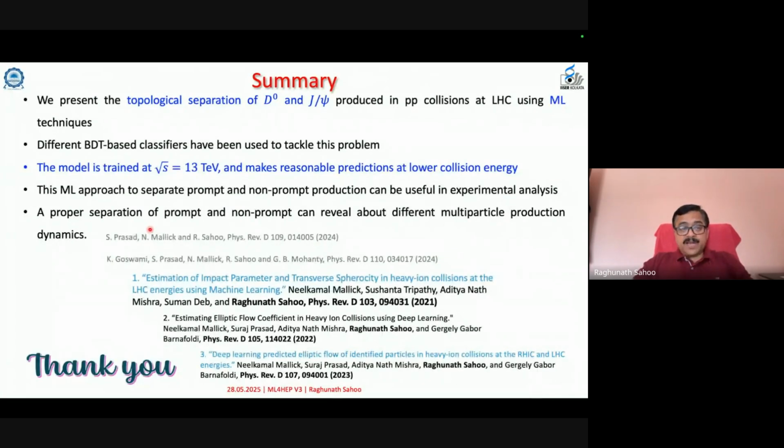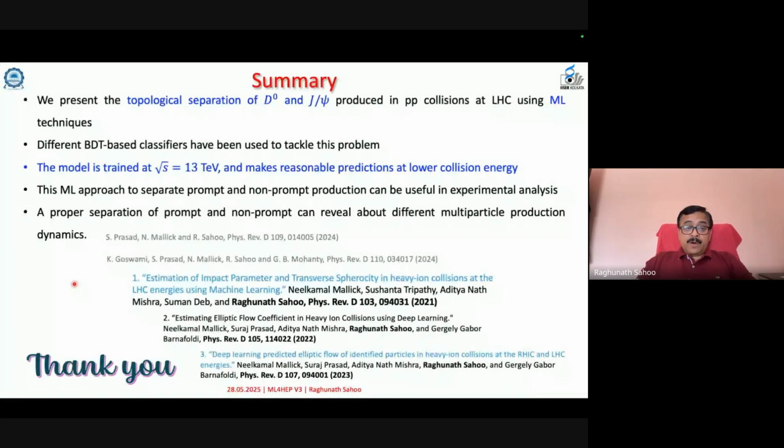The model is trained at 13 TeV, and this makes a reasonable prediction at low energies. An ML approach to separate prompt and non-prompt production can be very useful in experimental analysis, which many people are doing. We are also in the game of doing that after verifying the capability in this process. A proper separation of prompt and non-prompt can reveal different multi-particle production dynamics when studied in a more differential way to understand multi-particle dynamics.